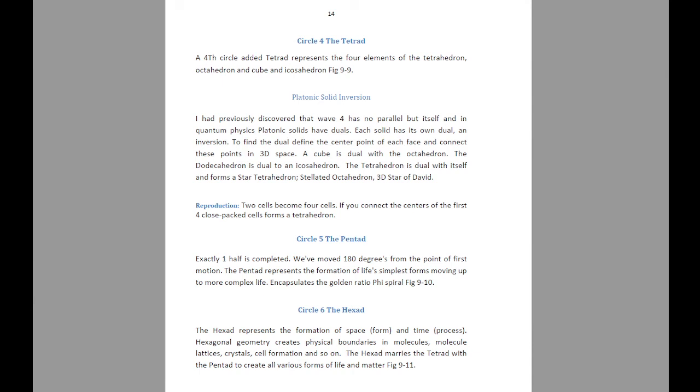Circle 6, the hexad. The hexad represents the formation of space, form and time process. Hexagonal geometry creates physical boundaries in molecules, molecule lattices, crystals, cell formation and so on. The hexad marries the tetrad with the pentad to create all various forms of life and matter. Figure 9-11.